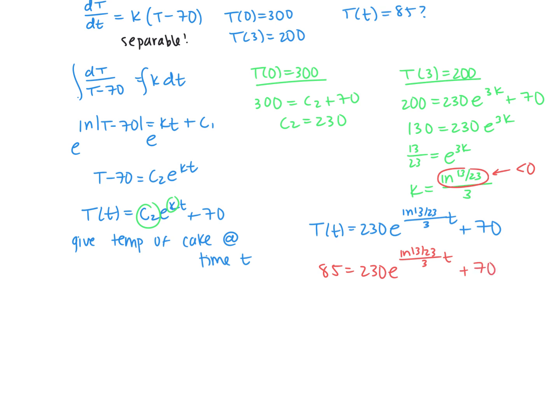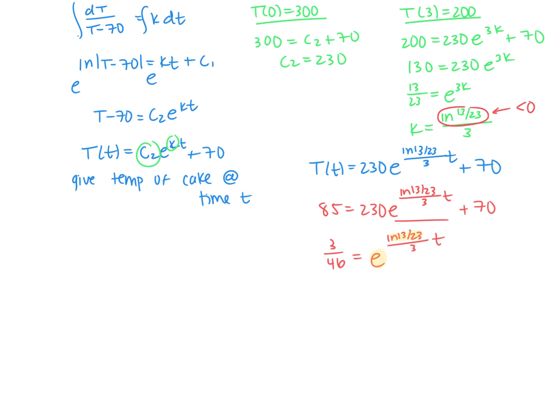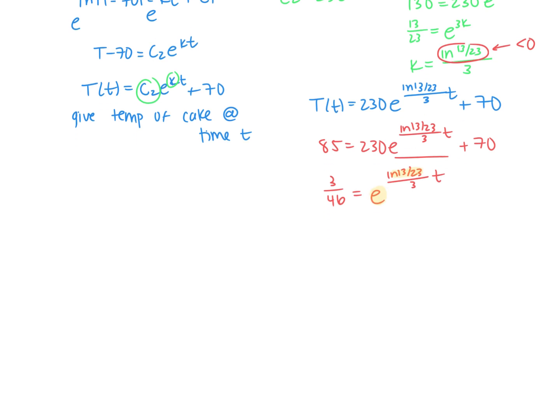Okay, so of course you can tell we're going to need to get this e alone. If I subtract 70 and I divide by 85, I'm going to get 3/46 is equal to e to the natural log of 13/23 over 3t. Now at this point, ideally what we want is e to just the natural log. So we're going to have to rewrite that right side a little bit.